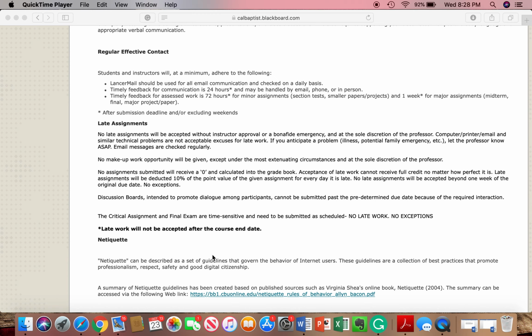Late assignments will be deducted 10% of the value of the given assignment for each day it is late. No late assignment will be accepted beyond 1 week of the original due date. No exceptions. Discussion boards intended to prompt dialogue among participants cannot be submitted past the predetermined due date because of the required interaction. The critical assignment and final exam are time sensitive and need to be submitted as scheduled. No late work, no exception. And no late work will be accepted after the course end date.